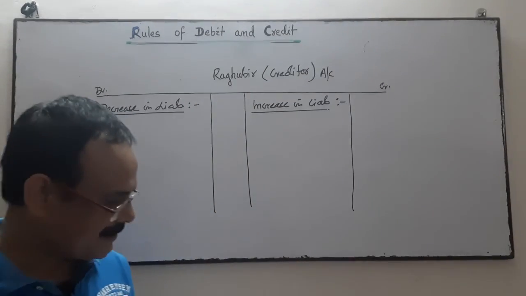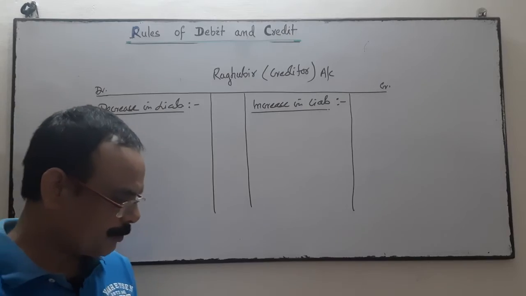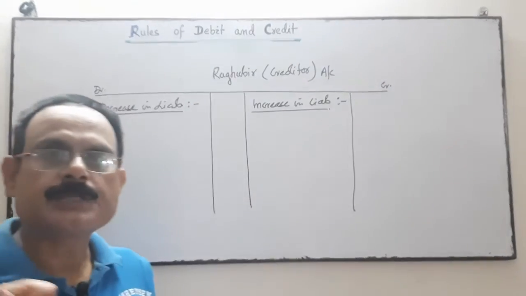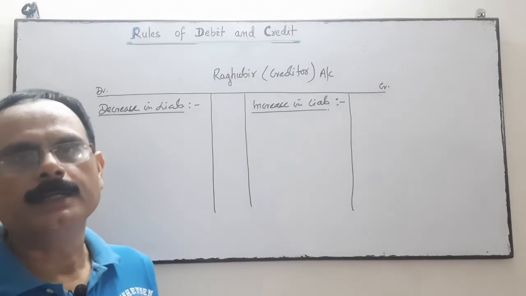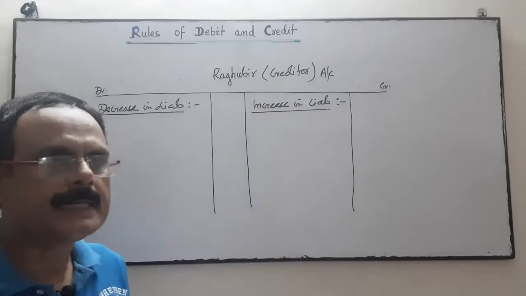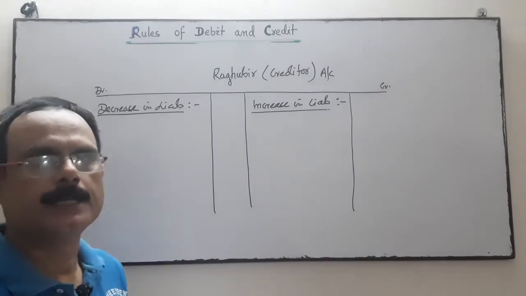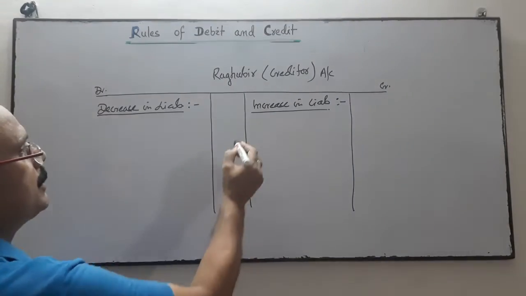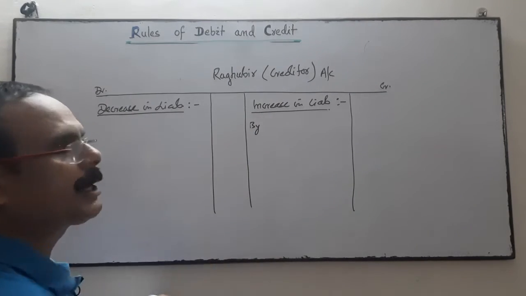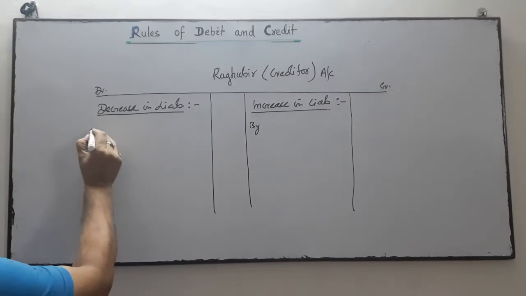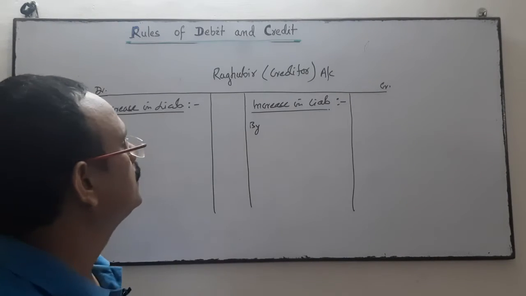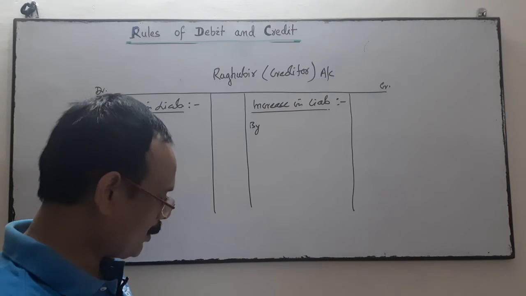Now the first transaction is purchase goods from Raghuveer on credit. If our business purchases the goods from Raghuveer, our liability will increase because we have to pay the amount to Raghuveer in future. So this side we will record it by. In credit side we start with 'By' and debit side we start with 'To'. So by, we purchase the goods from Raghuveer.